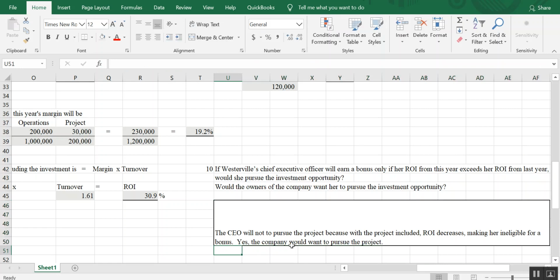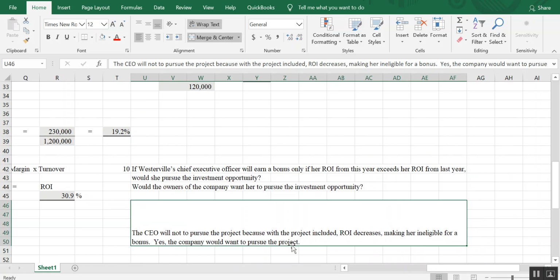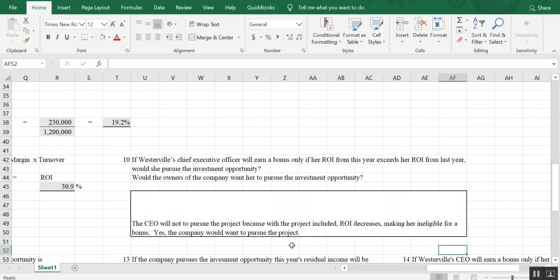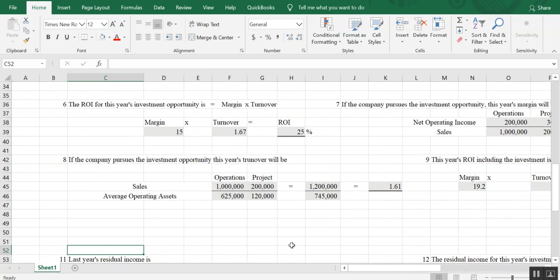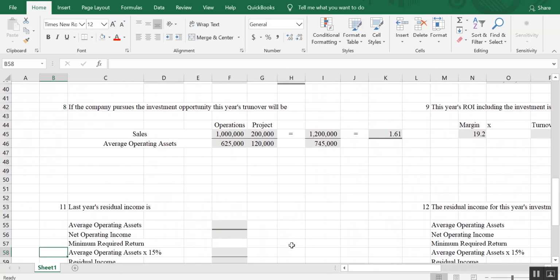Now this is the shortcoming of ROI. If you're looking at incentivizing an executive for increasing ROI every year, it's going to be very difficult to do for one thing, but they may turn down a project like this that would be lucrative and profitable if they went through with it. Okay, so let's take a look at number 11.